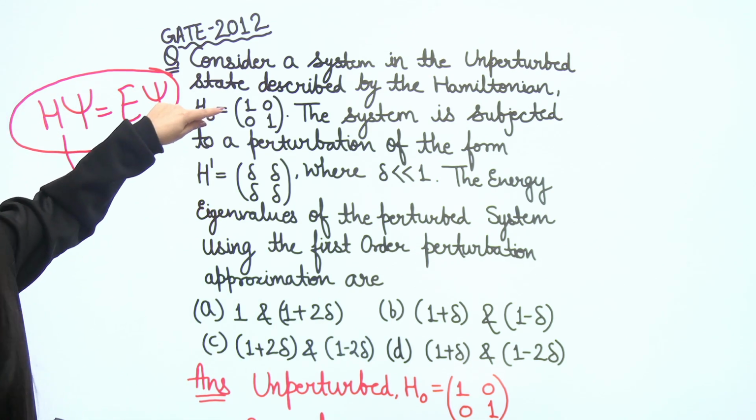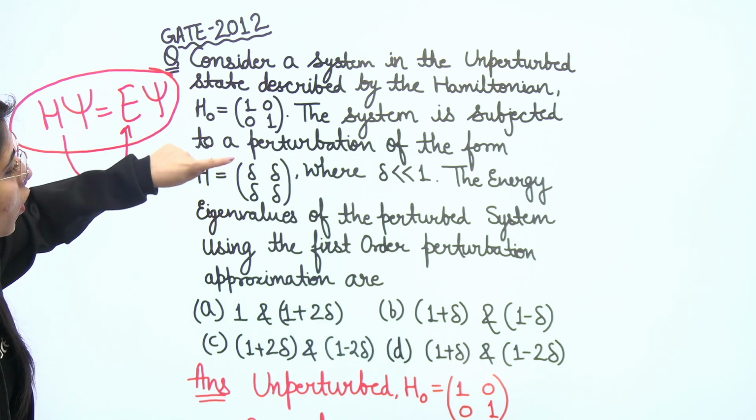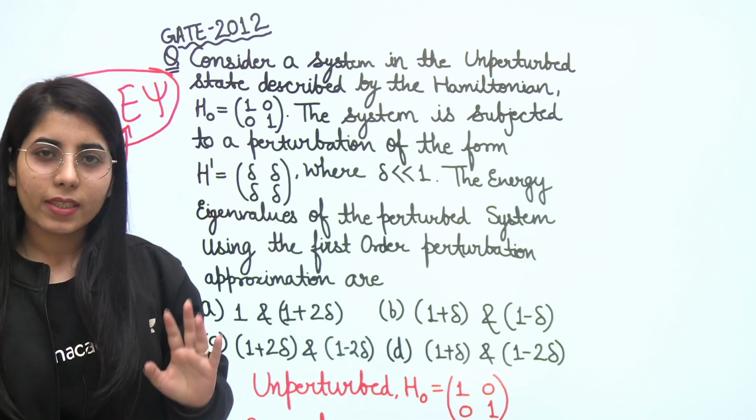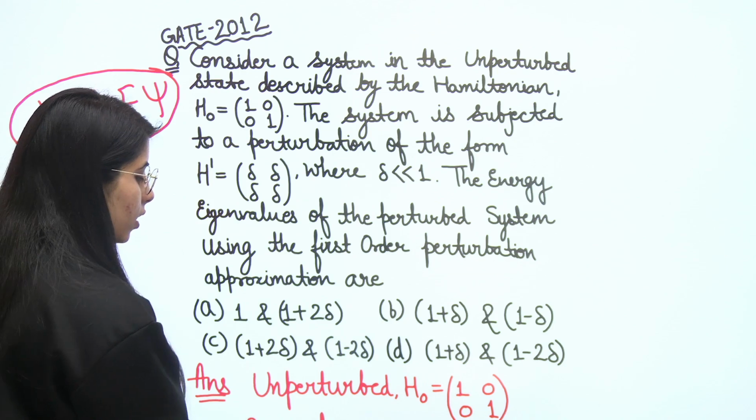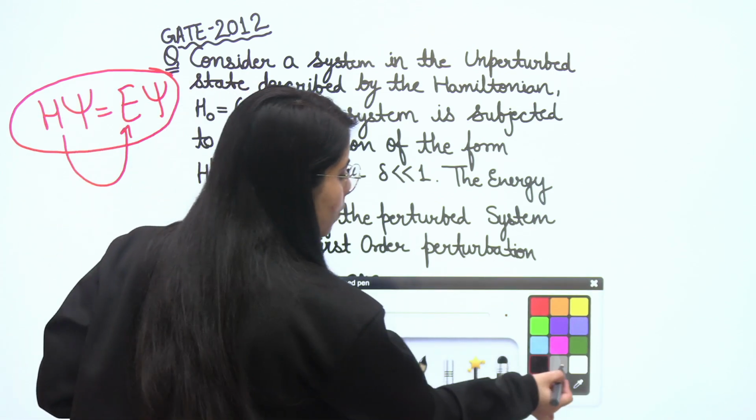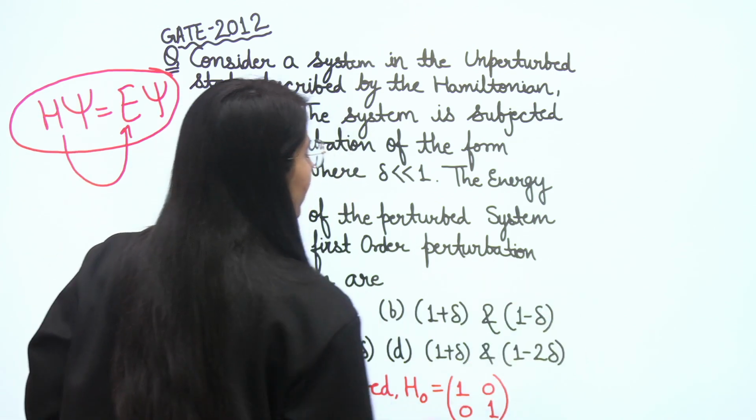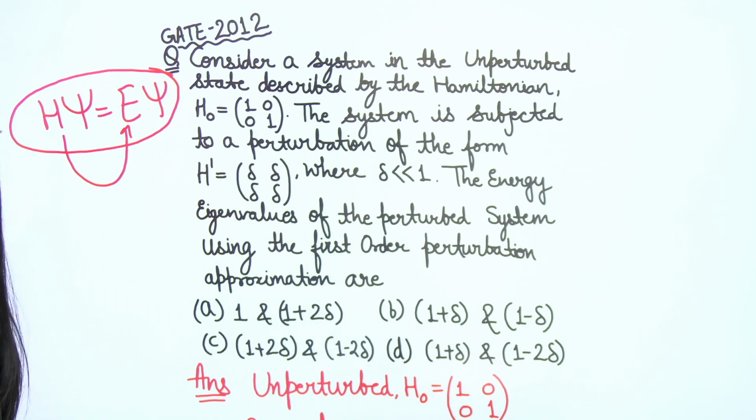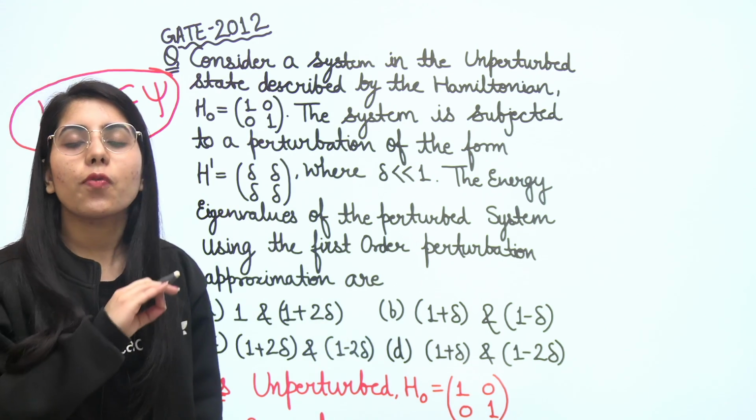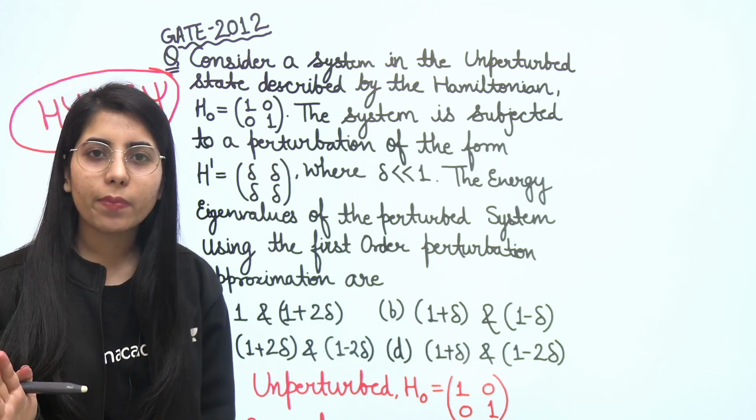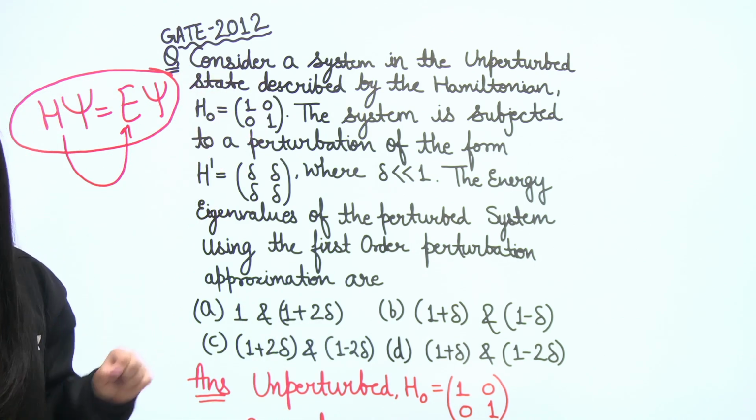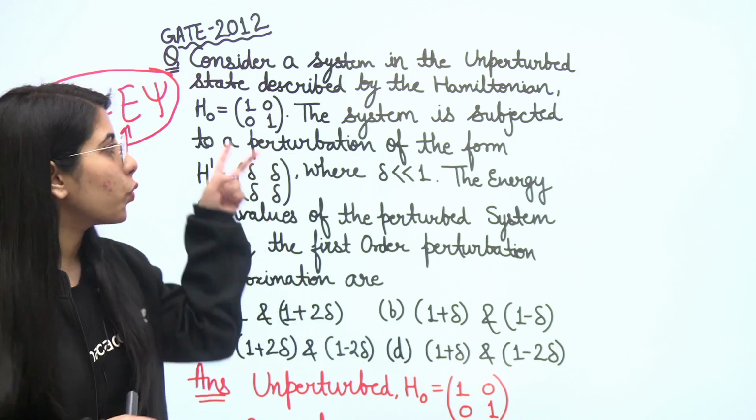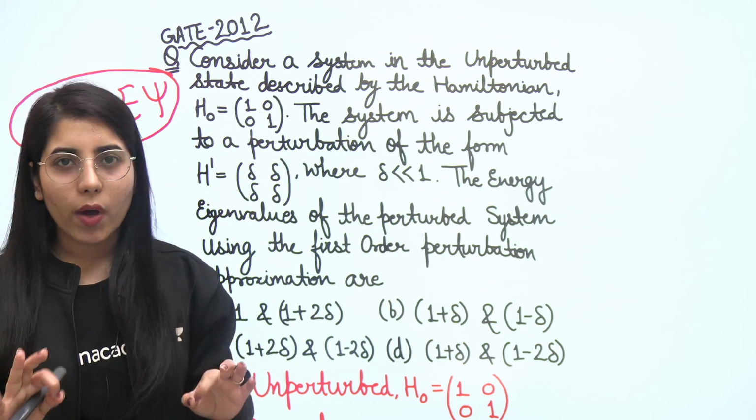Corresponding to the unperturbed part, then we will find it corresponding to the perturbed part. Clear? And how to find the eigenvalues? We all know this is one of the most important concepts from the mathematical physics part: to find the eigenvalues of any square matrix, meaning the number of rows and number of columns are both equal, like 2 rows and 2 columns, so it is a square matrix.